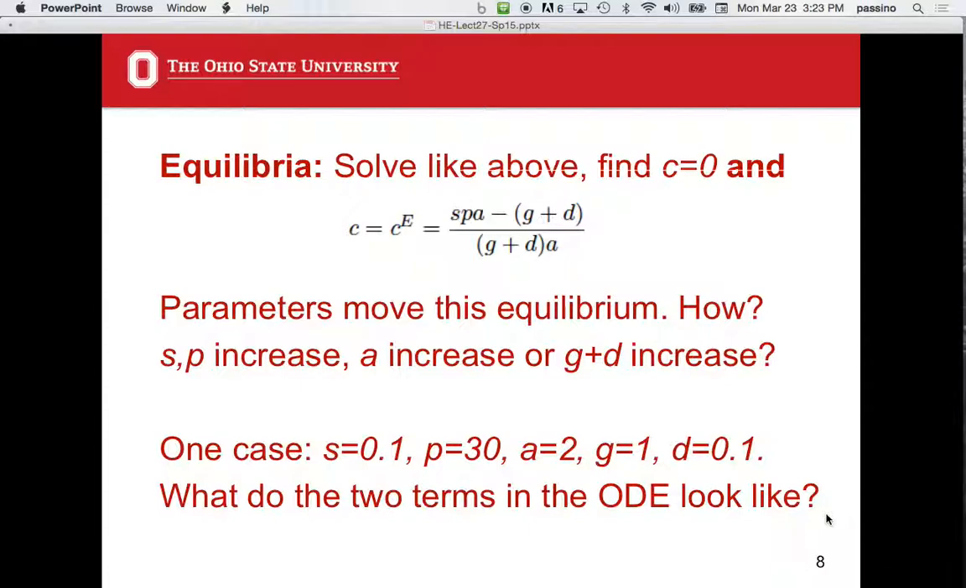We had two equilibria. In this system, we have two equilibria too now. C equals zero and this one, and it's in terms of parameters. Now, if you look at these parameters, they're going to move the equilibrium.